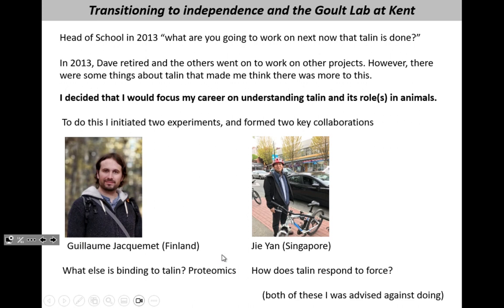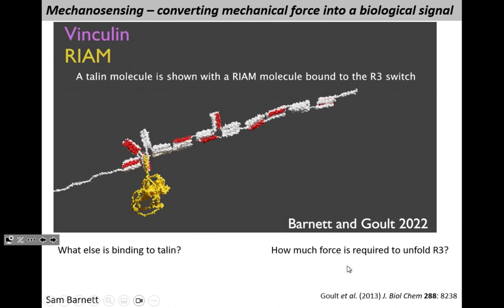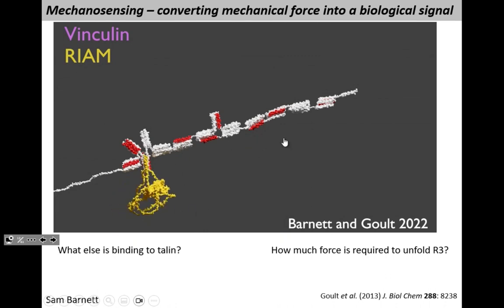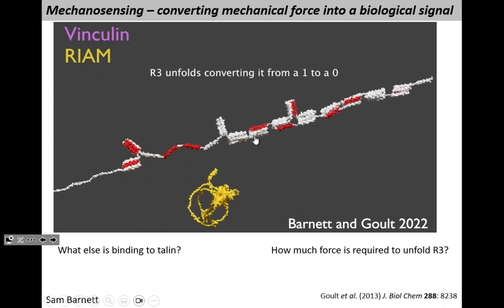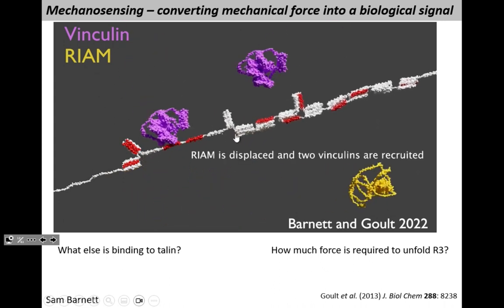What's interesting is I was strongly advised against doing both of these experiments because proteomics was apparently being done by a group in San Diego, which never saw the light of day, and also that it would be impossible to collaborate with the Singaporeans because they wouldn't want to engage. Both of those, that was terrible advice, and I'm glad I didn't listen to them, because these are two of my best friends now. But the question was, we can see this guy binding here, what else is on this molecule, and also how hard do we need to pull on this to open that switch and trigger this cascade.